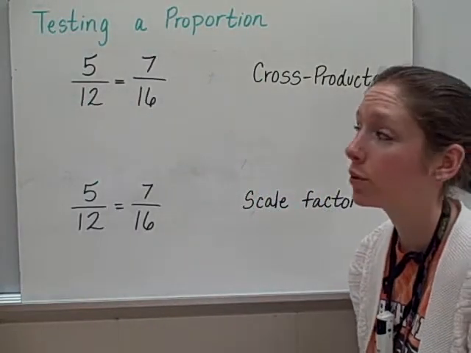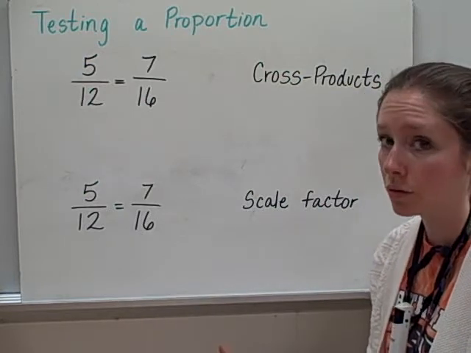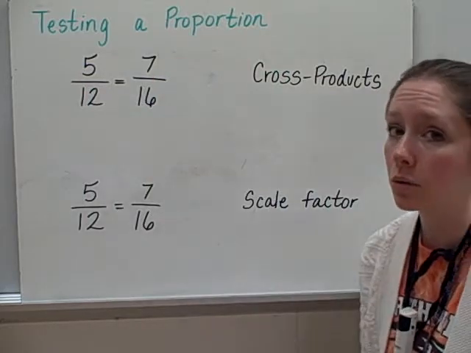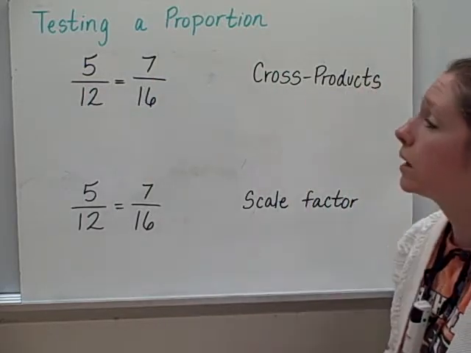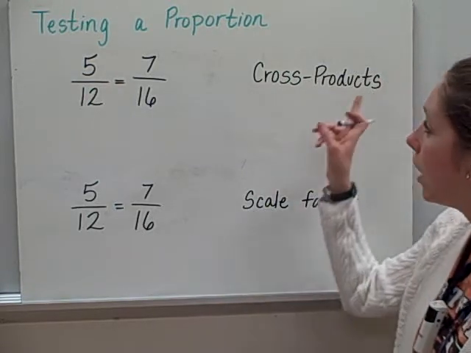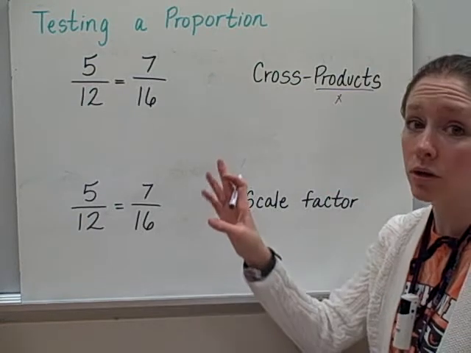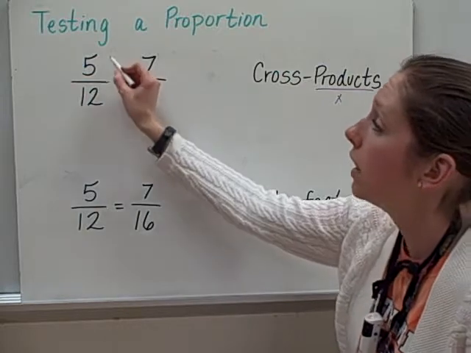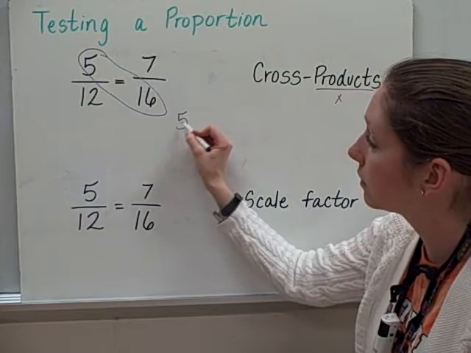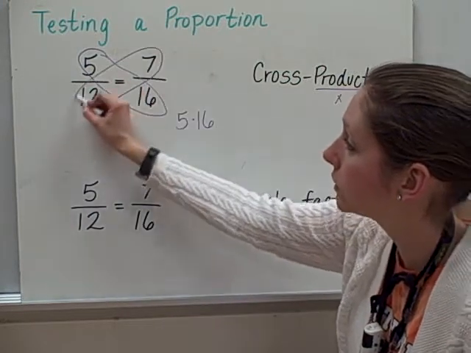Okay, testing a proportion. There's a couple of different ways to test to see if a proportion is true, or in other words, we're testing to see if 2 ratios are equal to each other. So one of those ways is cross products that you probably learned about last year. So cross products, remember product means to multiply, means I'm going to actually multiply across. So 5 times 16 and 7 times 12.